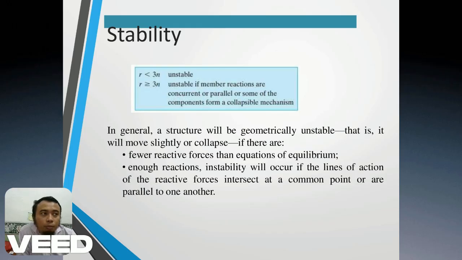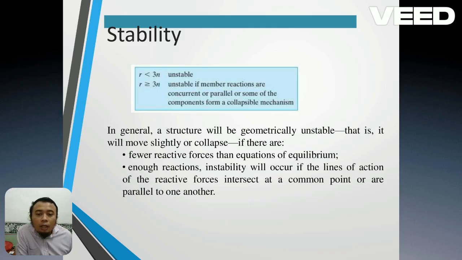For example, a beam placed on a pin joint or on a roller can move slightly or even collapse. Or the beam is made of two members like trusses, but not enough to form a stable truss. It's also unstable, and this is based on the equations. Even with enough reactions, instability can also occur if the lines of action of the reactive forces intersect at a common point or are parallel to one another.